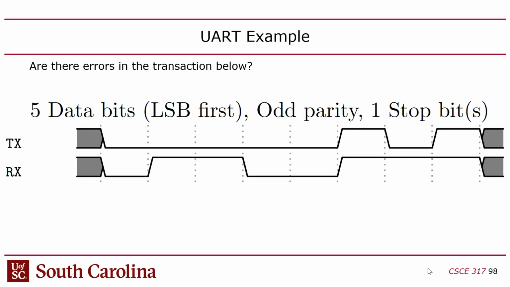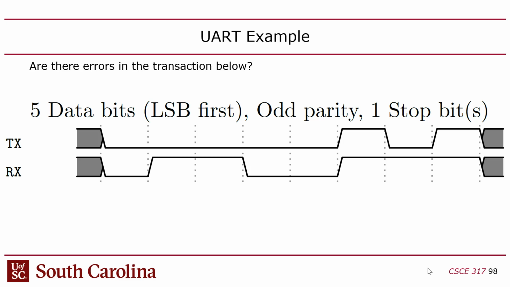Okay, so here's another one. Are there errors in the transaction below? Well, you've got to check both sides now. 5 data bits, 1 stop bit. So I'm going to start from the right again here. There's just 1 1 bit here. Odd parity, it's fine.